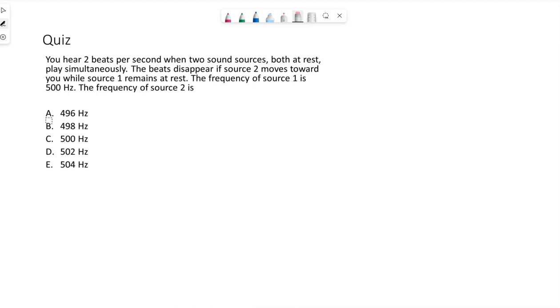So the correct answer here is B. So we're hearing a beat frequency of 2 beats per second. We would also represent that as 2 hertz, but it does make sense to put it in terms of beats per second. Beat frequency is simply the absolute value of the difference between the 2 sound waves you're listening to. We're told this one is 500 hertz.